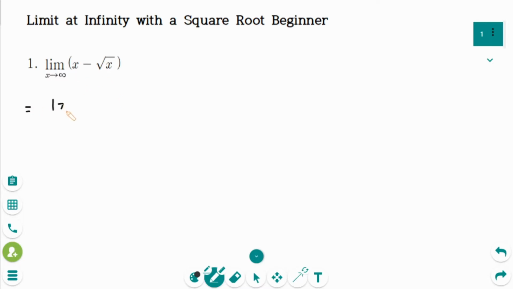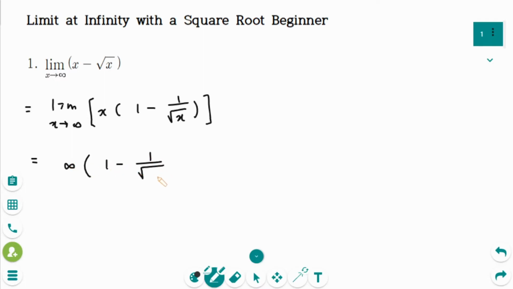So limit, factor out x, 1 minus 1 over square root of x, like this, and put infinity into x. 1 minus, like this. This is infinity, 1 minus 0, so the final answer is infinity.